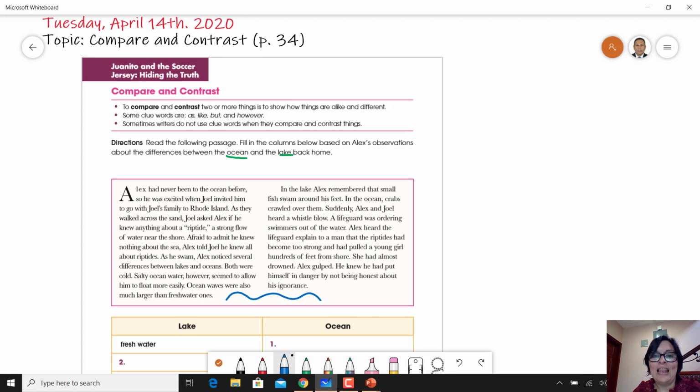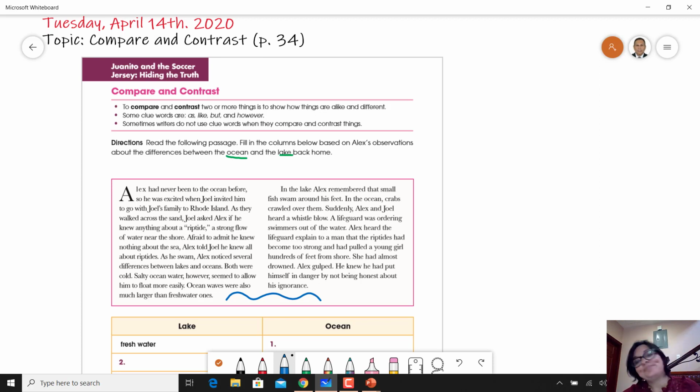Alex heard the lifeguard explain to a man that the riptides had become too strong and had pulled a young girl hundreds of feet from shore. She had almost drowned. Alex gulped. He knew he had put himself in danger by not being honest about his ignorance.